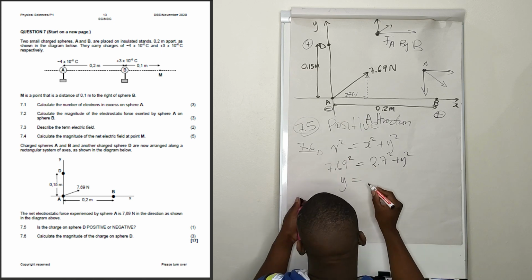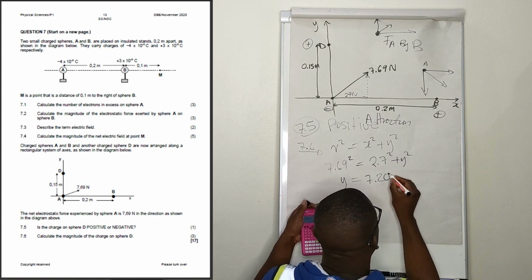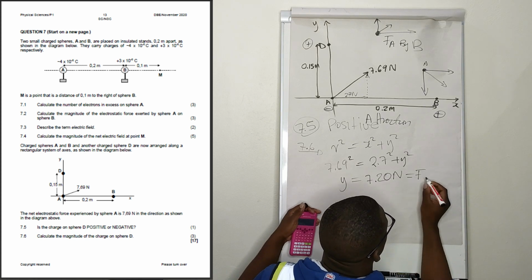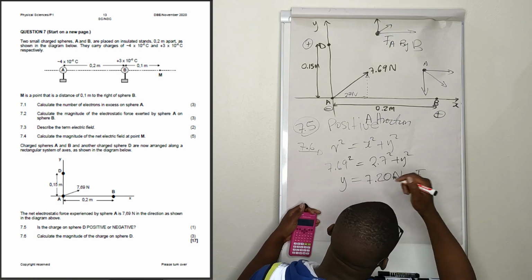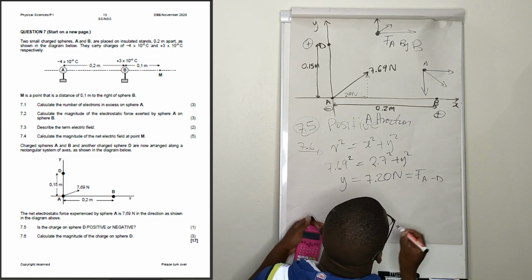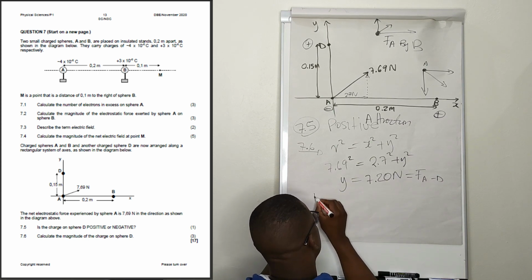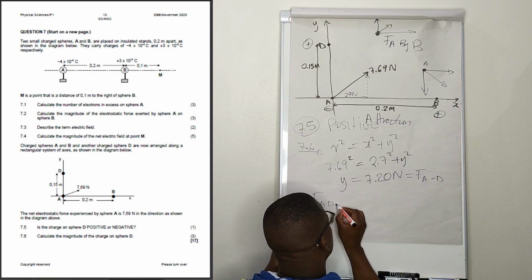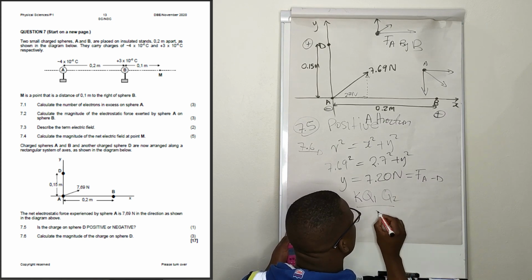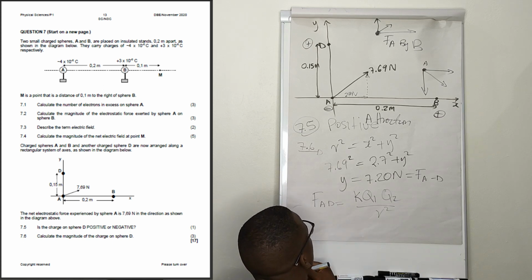So what do we have? We have that our y is 7.20 newtons. This is the force between what? This is the force between A and D, right? And now we know that the force between A and D is equal to K Q1 Q2 all over r squared, right? So we do have the force.